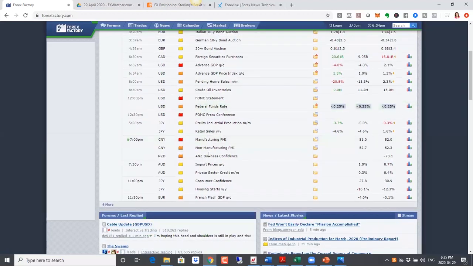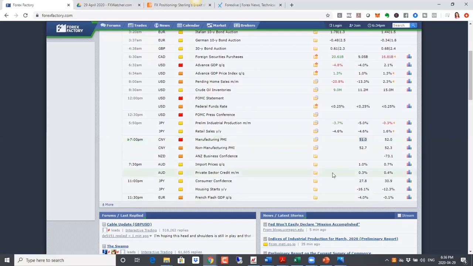So coming up now, we have manufacturing PMI numbers for China. At this point, they're not expected to be much lower than the previous number, which is surprising. If the number comes in the same as expected or similar to the expectations, that would be good for China, but it will also be good for the stock markets. It'll be good for the Australian dollar and New Zealand dollar as well. On the flip side, if it does not meet expectations, or if it's substantially lower than the expectations, that would be bad for the stock market, Australian dollar and New Zealand dollar. So that's something we need to keep in mind.